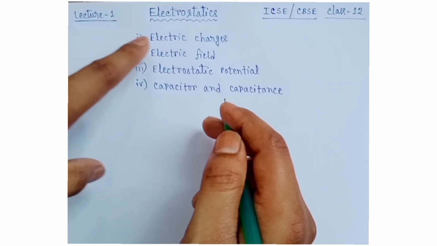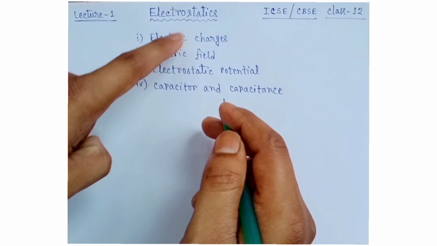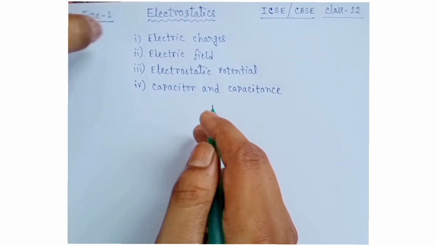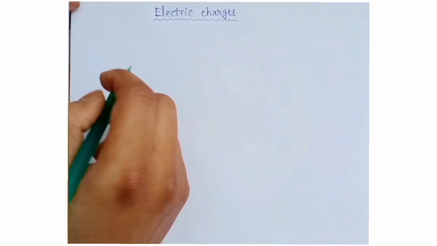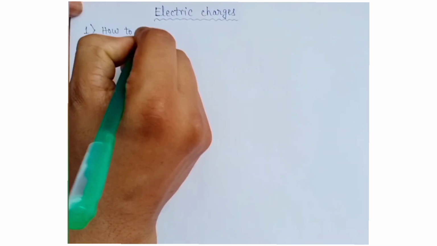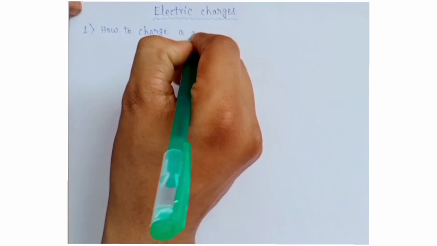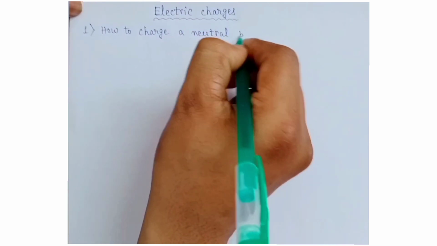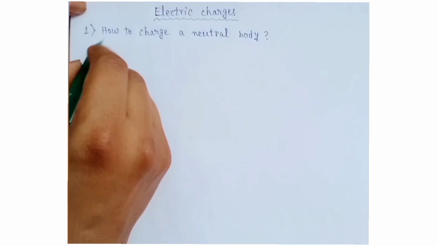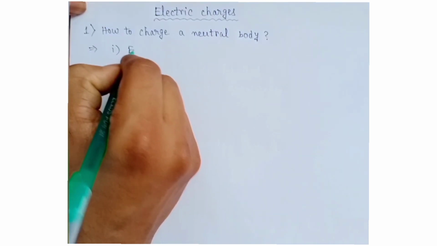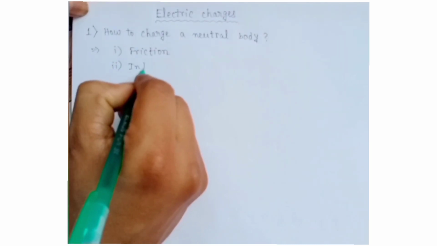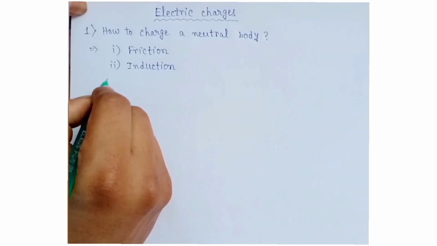So in this lecture, we will mainly discuss the electric charges, the production of electric charges and distribution of electric charges. So let's move forward. In the electric charge portion, the first question is how to charge a neutral body. That means what are the different processes to charge a neutral body? There are three processes to charge a neutral body. First one is friction process, second one is induction process, and the last one is conduction process.